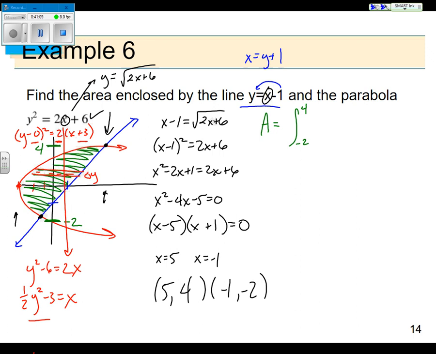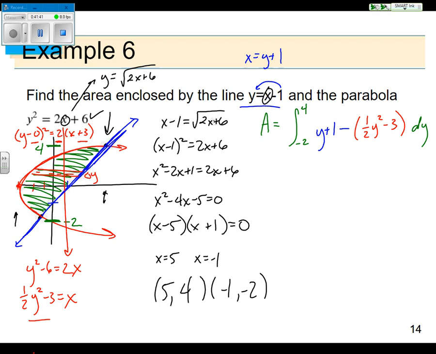I have to do right minus left on this, so my blue line right here is going to be my right bound. My right bound is y plus 1. And then I'm going to subtract off my left bound. My left bound is my red line, which came out to be 1/2 y squared minus 3. And this is all dy instead of dx. That won't really change much.